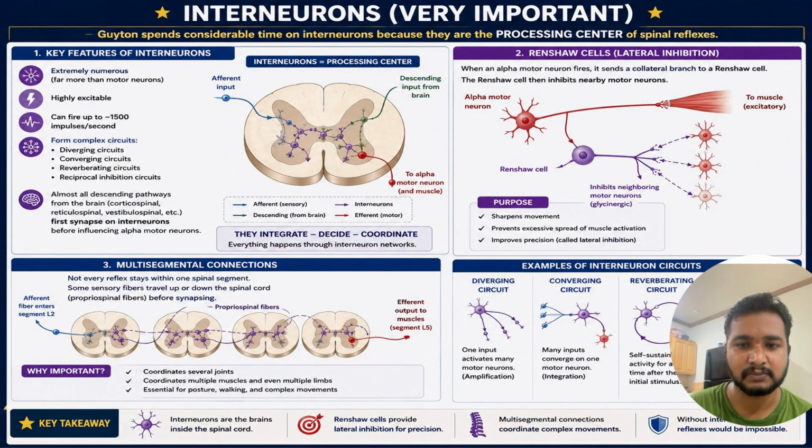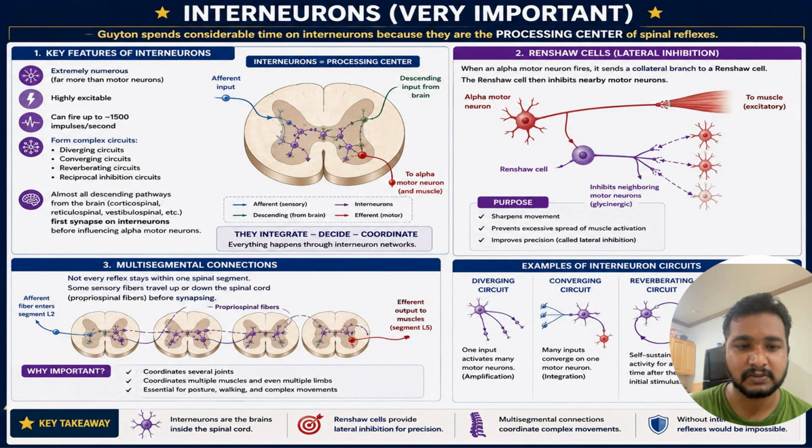Now let's talk about the most important neurons in the spinal cord, the interneurons. In fact, Guyton says that nearly 99% of all neurons in the spinal cord are interneurons. Why are they so important? Because they are the processing center of the spinal cord. Think of them as the brain inside the spinal cord. Whenever a sensory signal enters the spinal cord, it usually does not go directly to the motor neuron. Instead, it enters a network of interneurons. These interneurons receive information from sensory neurons, combine it with signals coming down from the brain, and then decide the most appropriate response. They determine which muscles should contract, which should relax, and how strong the movement should be.